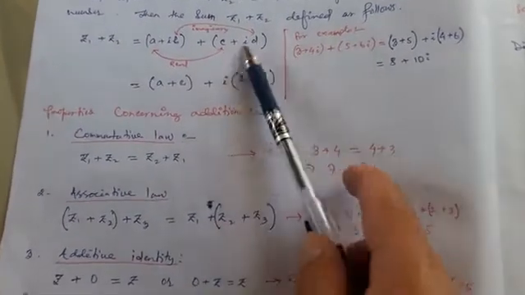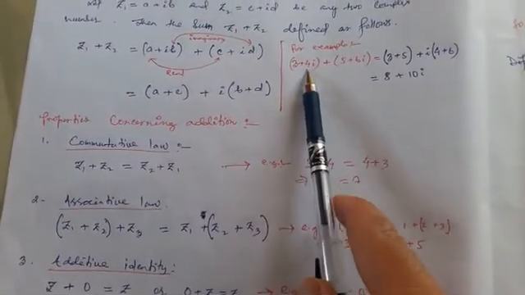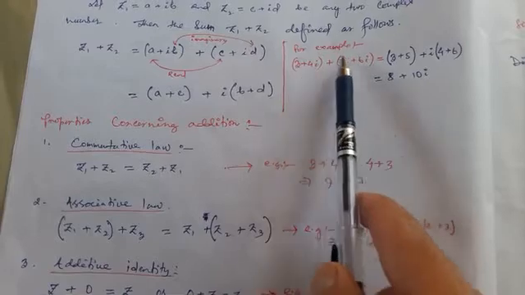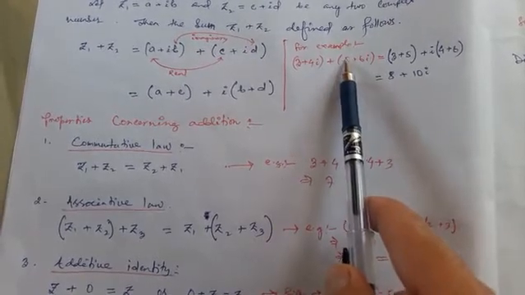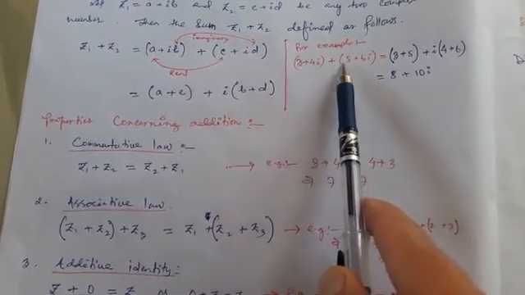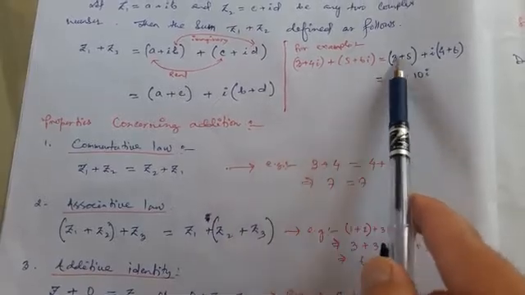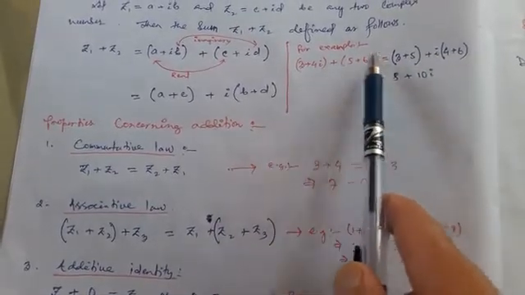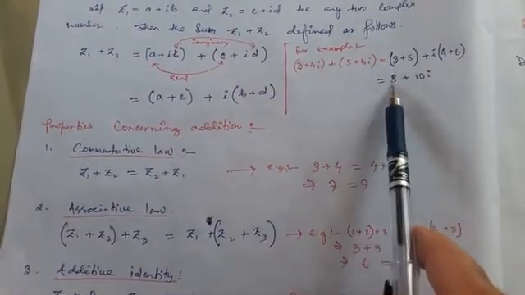Let us take one example. When we add these two complex numbers, we have to add the real parts, 3 plus 5, plus i is common, 4 plus 6, we get 8 plus 10i.